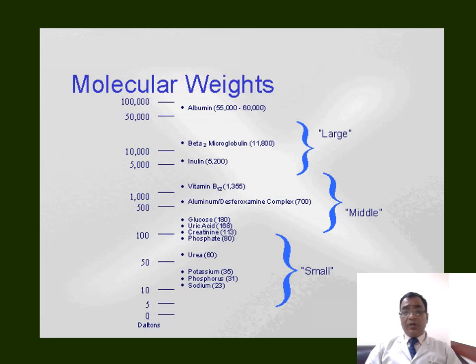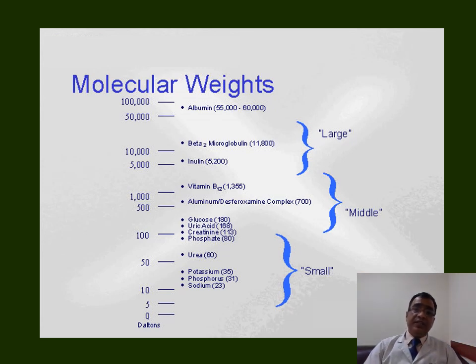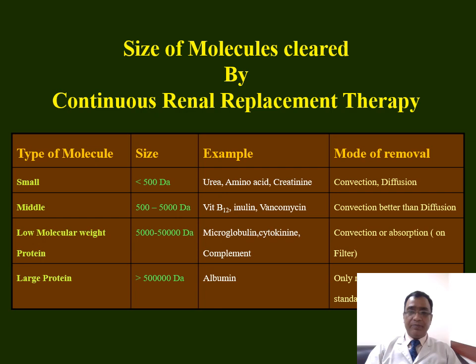Now it comes to what things are really removed by renal replacement therapy, from the dialysis or from the hemofiltration. The basic thing to recognize is the molecule size. Typically albumin, beta 2 microglobulin and inulin have a large size. Vitamin B12 is a middle one, and the small ones are urea, potassium, phosphorus, sodium. Therefore these things are cleared very well in any type of renal replacement therapy.